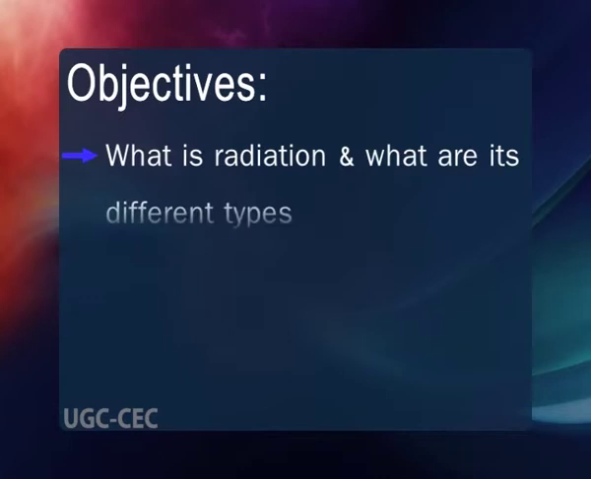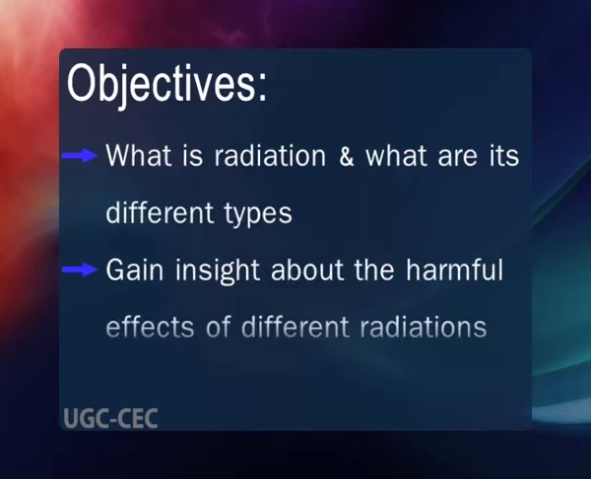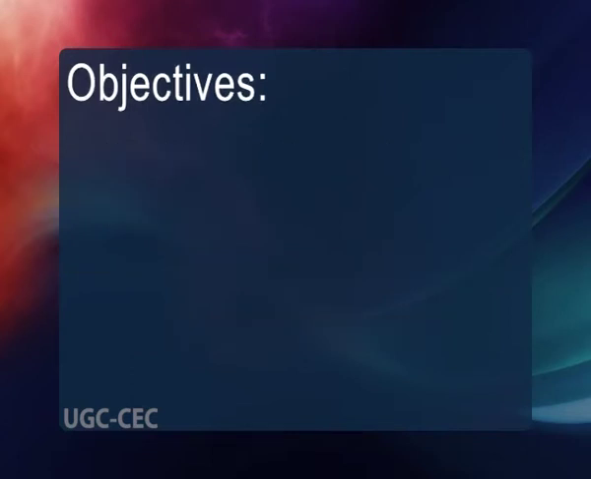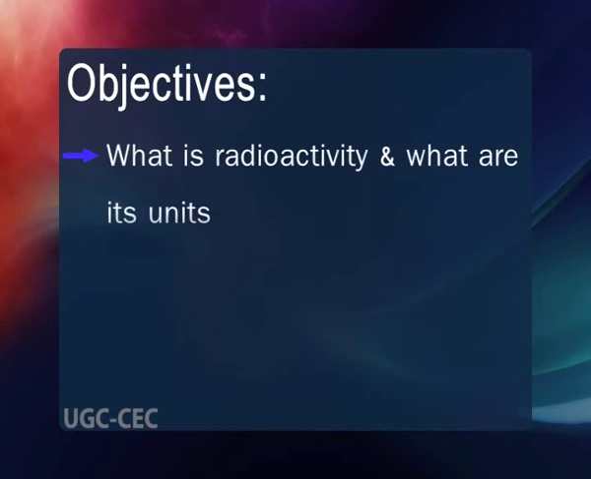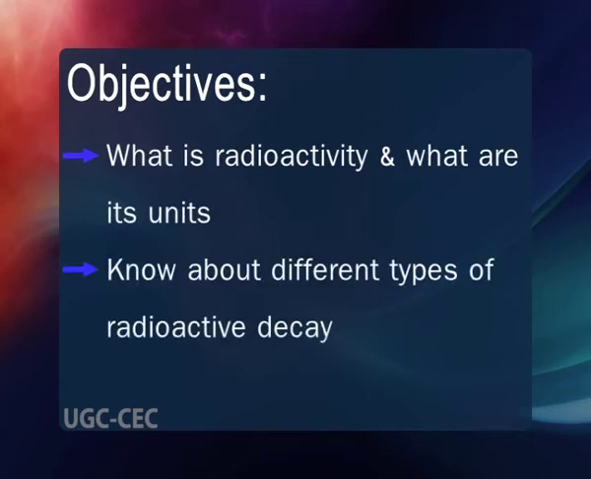Hello dear students, today we are going to discuss radiation, radioactivity, types of radioactive decay, units of radioactivity and half-life. The objectives of the topic are to understand what radiation is and what its different types are, to gain insight about the harmful effects of radiation, to understand what radioactivity is and what its units are, to know about different types of radioactive decay. Now let's first know about what radiation is.